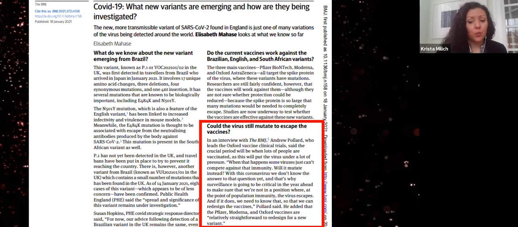With this coronavirus, we don't know the answer to that question yet. And that's why surveillance is going to be critical in the year ahead, to make sure that we're not in a position where at the point of population immunity, the virus escapes. And if it does, we need to know that so that we can redesign the vaccine. He added that Pfizer, Moderna, and Oxford vaccines are relatively straightforward to redesign for a new variant.